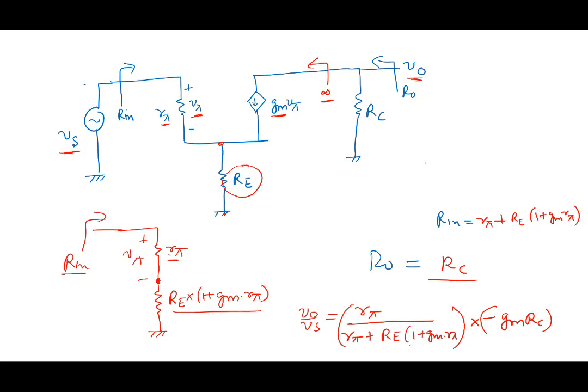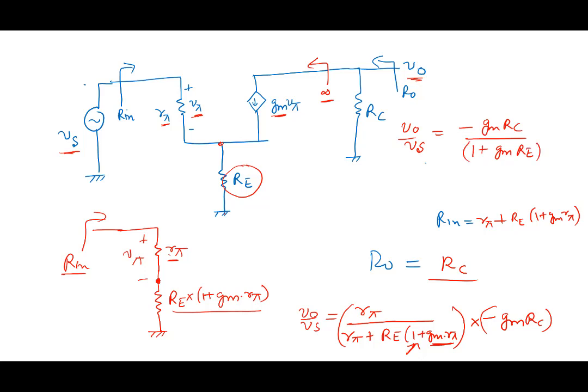Now note that if we neglect the 1 that you see here, what does this expression simplify to? Normally we will find that g_m R pi is a fairly large quantity, much larger than 1. So if we neglect this 1, what does V0 by Vs turn out to be? Are you all seeing that? V0 by Vs is equal to minus g_m R_C by 1 plus g_m R_E.